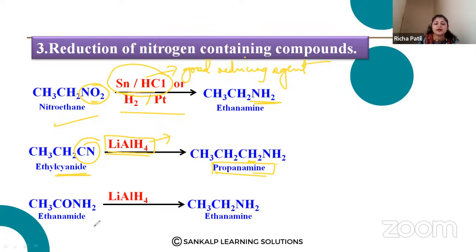Next is ethanamide. From an amide, using lithium aluminum hydride, you are going to prepare your amine. So you are going to reduce it. In amides, the CO group, the carbonyl group, is converted into CH2 using lithium aluminum hydride. So there is removal of the oxygen atom and addition of hydrogen. So it is reduction. These are the specific reagents used for reduction of nitrogen containing compounds. Remember the reagents used here.